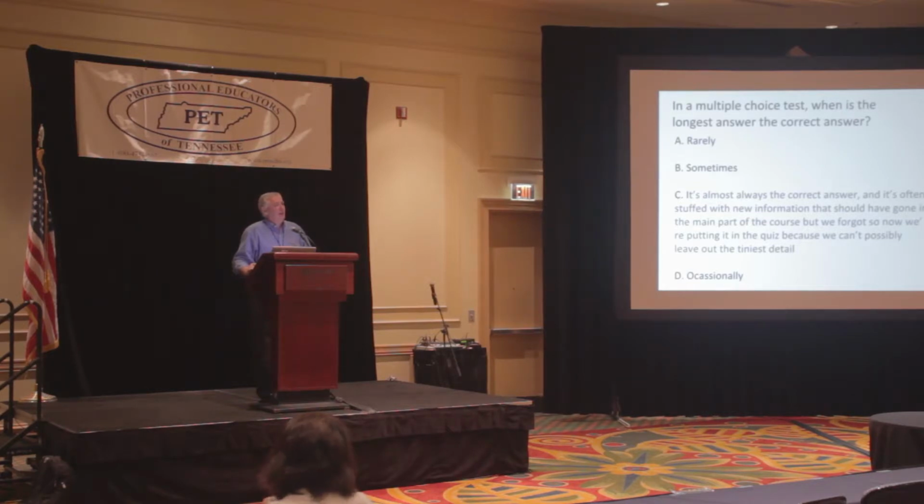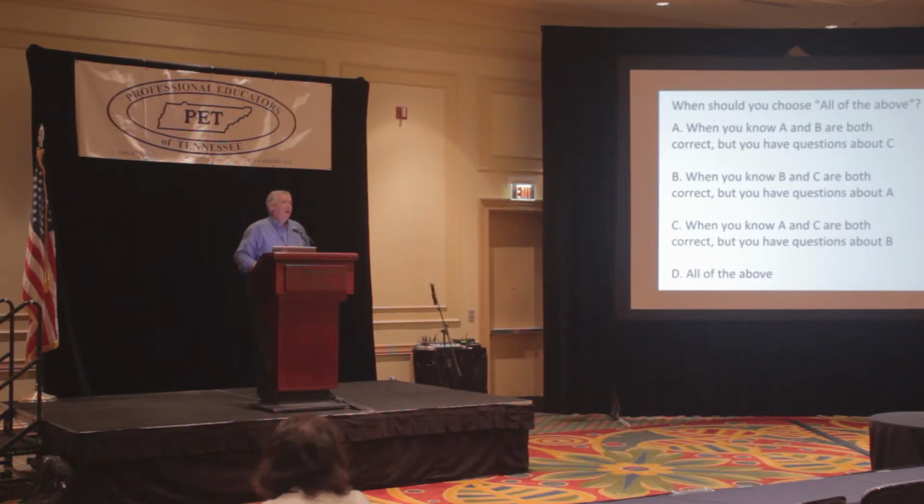So, I mean, this is just what we do. We don't even know we're doing it, but we're writing easy questions. Now, this is not always the correct answer, okay? But most of the time, if it's there, you'll find it is. The other way we write easy questions is, when should you choose all of the above? Is it when you know that A and B are correct, but you're not sure about C? Or when you know B and C are correct, but you're not sure about A? Or is it when you know A and C are correct, but you have questions about B? Or is it all of the above? I hope you know it's all of the above.